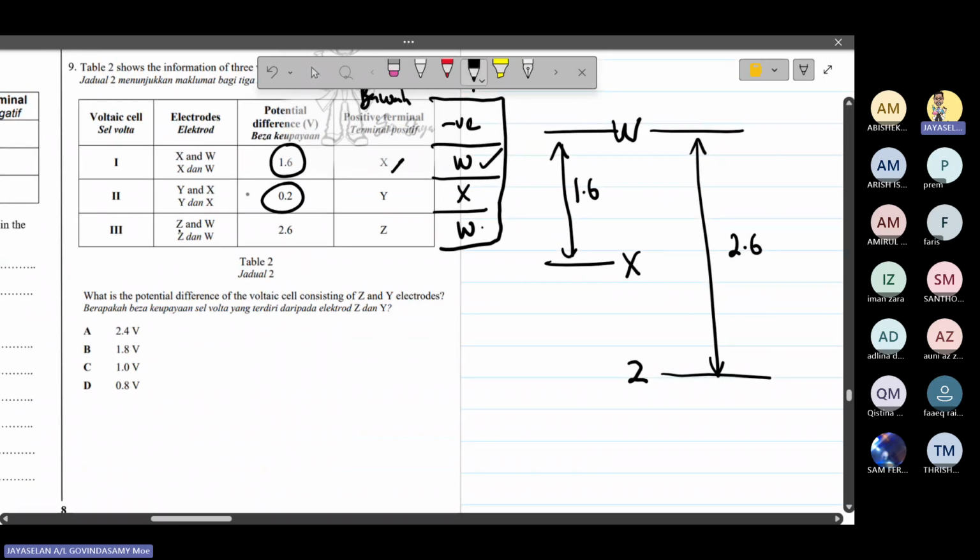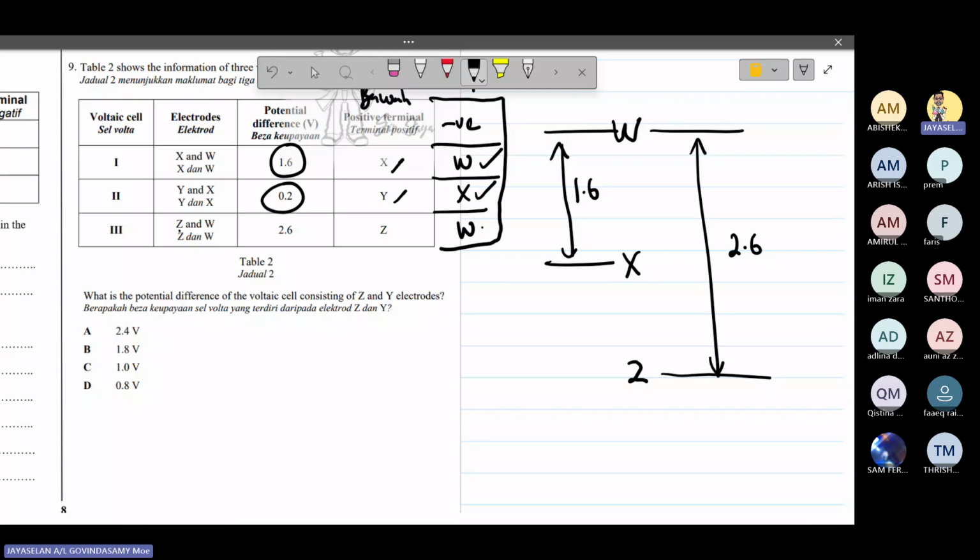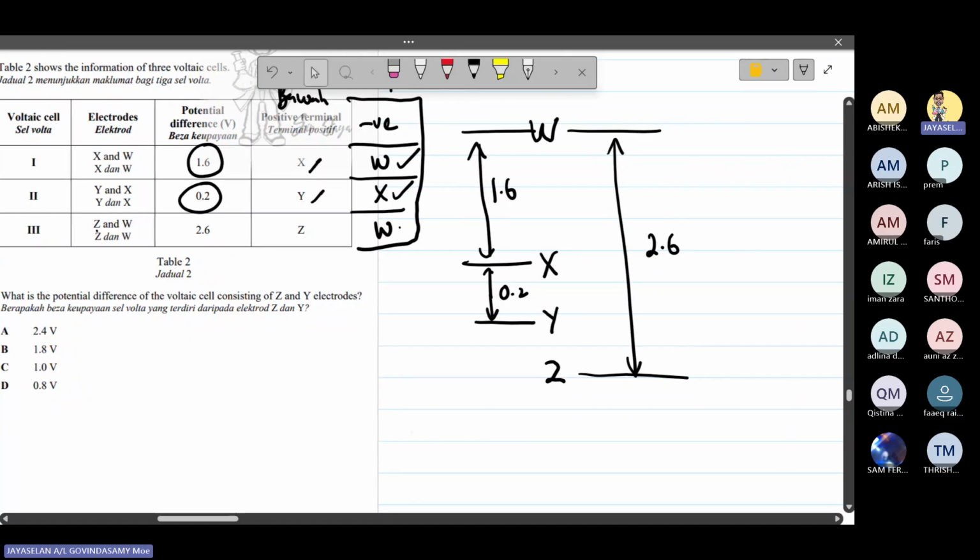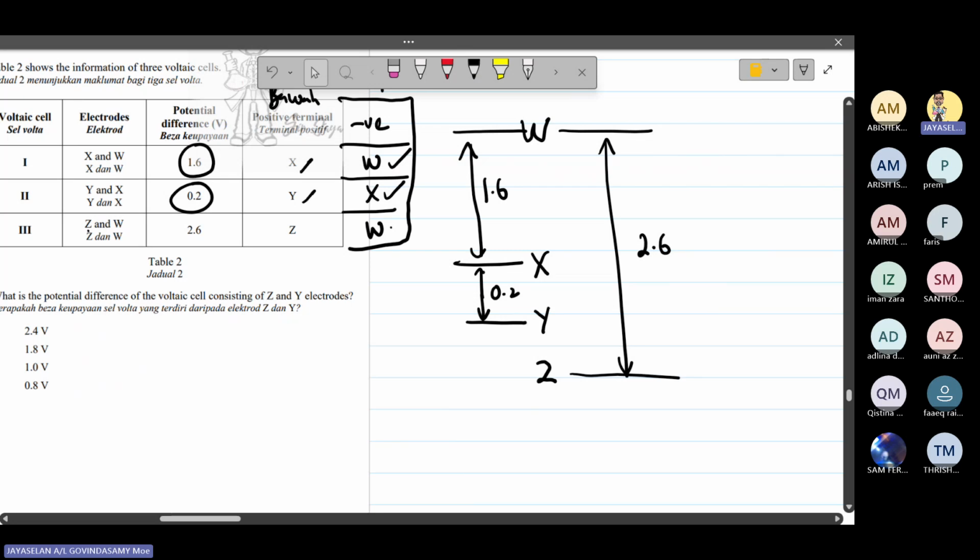Last one 0.2. Siapa atas? X atas. Y bawah. Okay, dia punya range dia berapa? 0.2. So X atas, Y bawah. Dia punya range adalah 0.2. So you letak 0.2. Any question? Okay, dah letak kan? Okay, dah letak. Okay, so this is the electrochemical series.